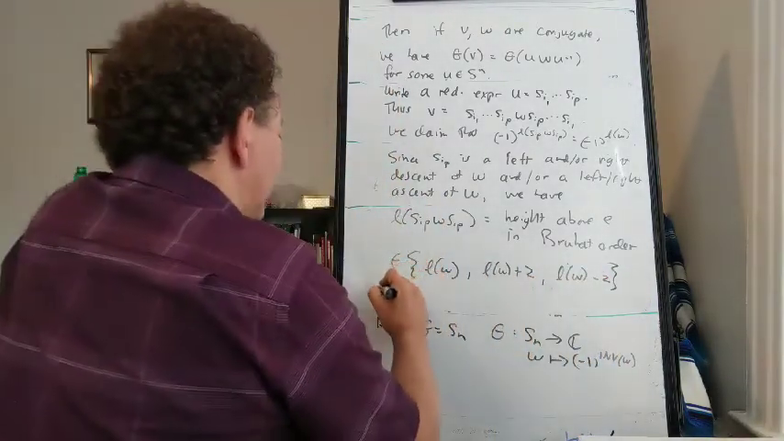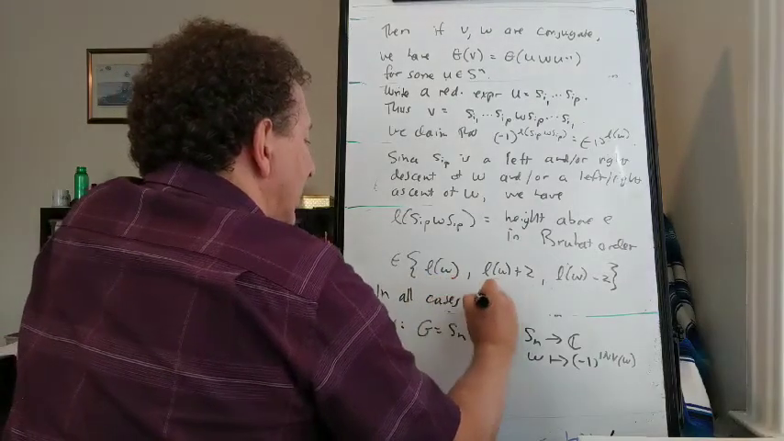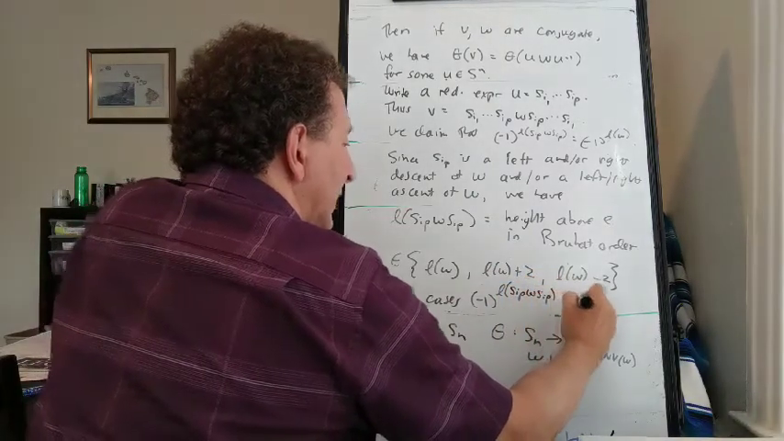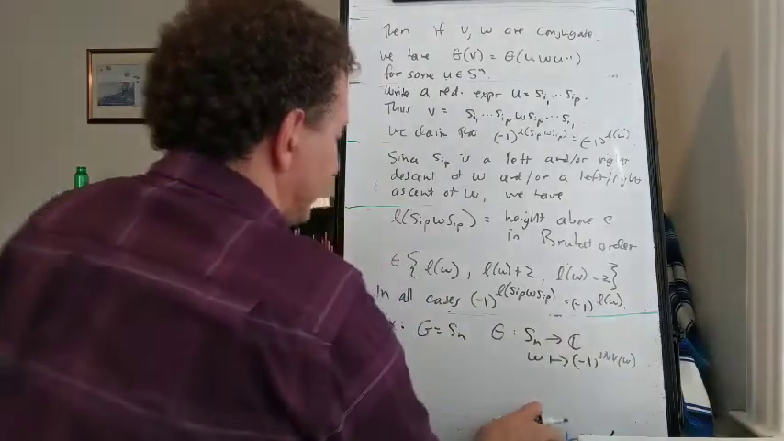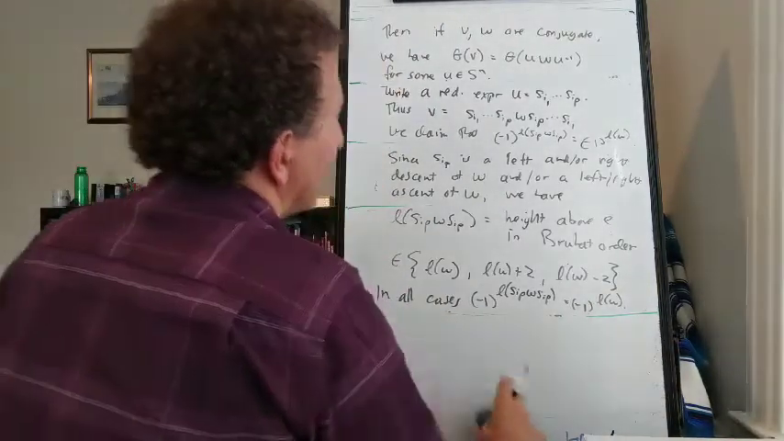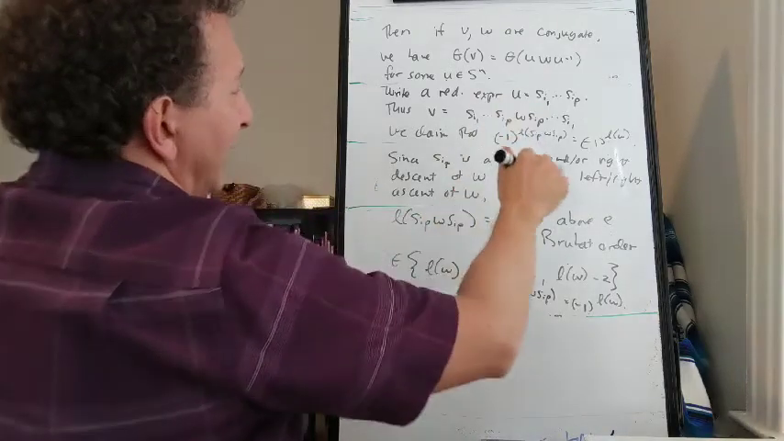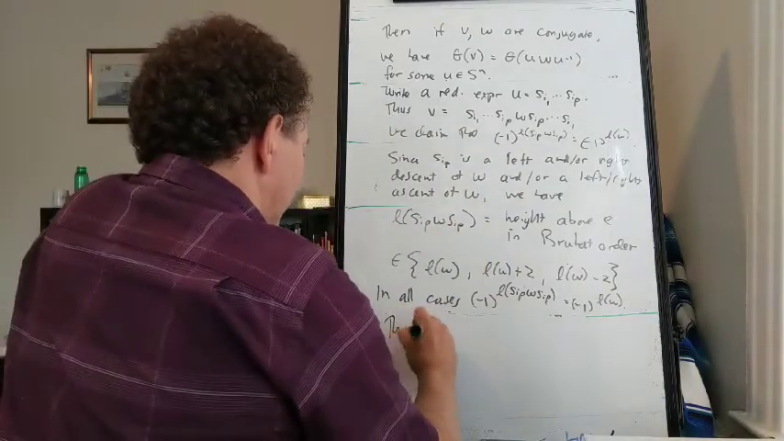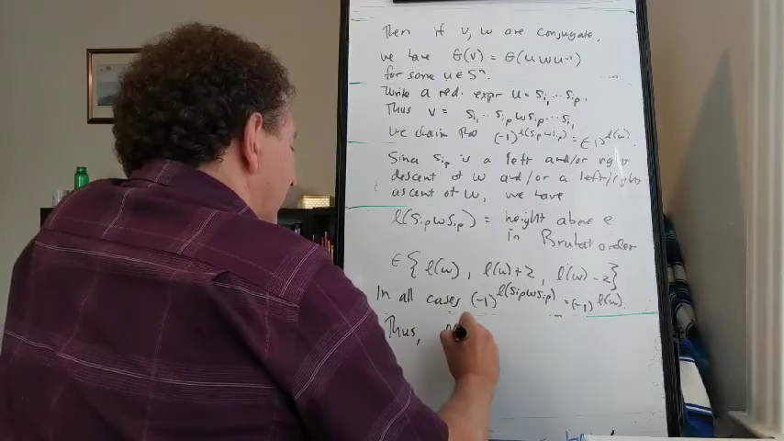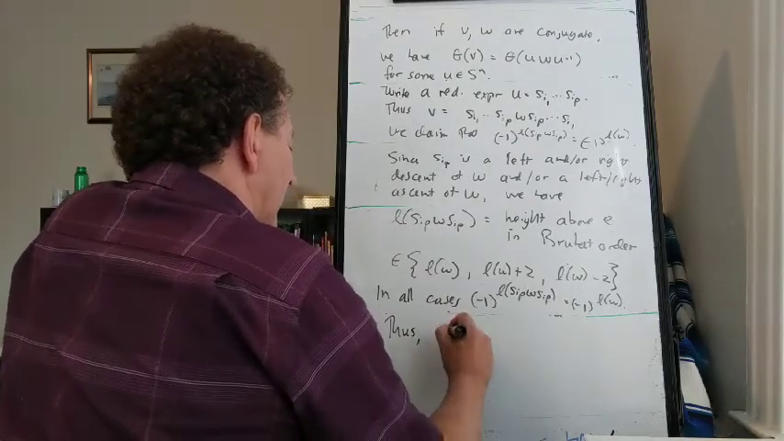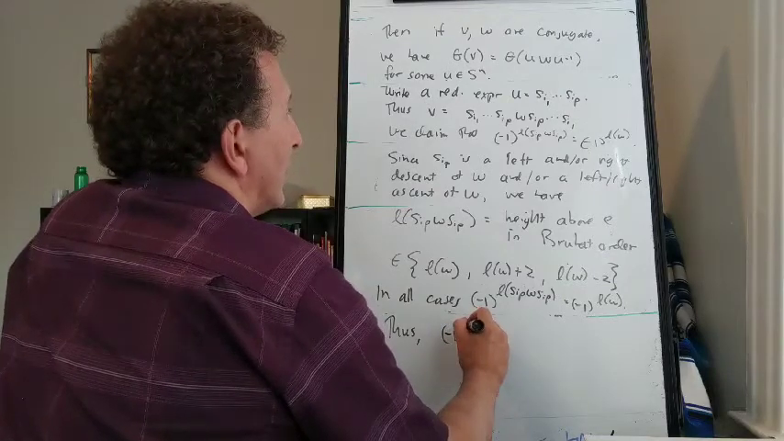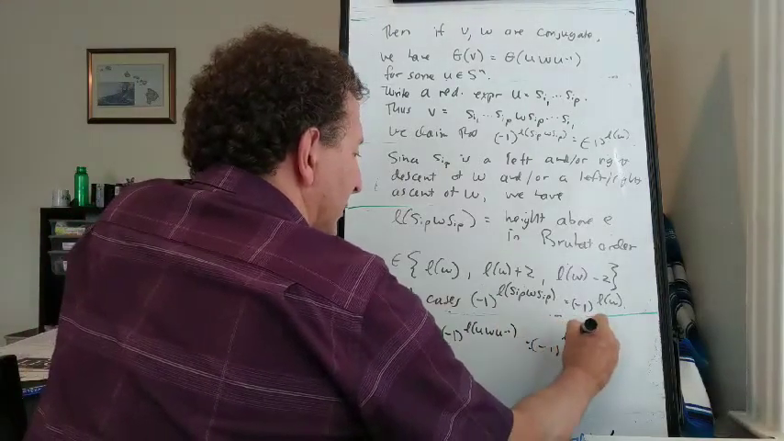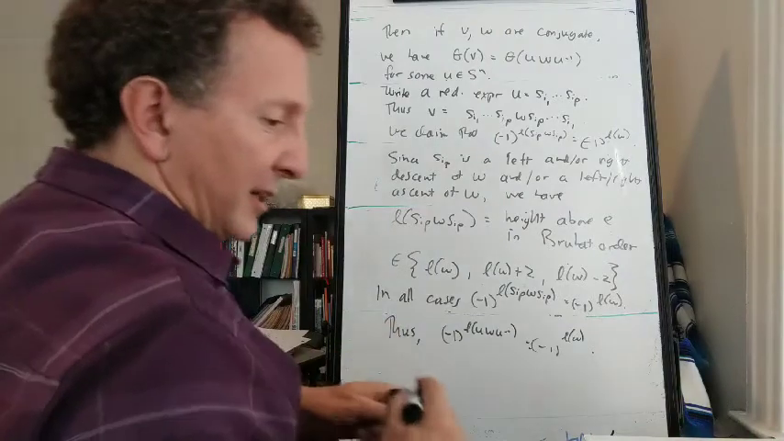In all three cases, -1 to that power equals -1 to the length of W. So if we continue one generator at a time until we get all of the generators on the left and all the generators on the right, then we have -1 to the length of U W U inverse equals -1 to the length of W. So therefore this is constant on conjugacy classes.